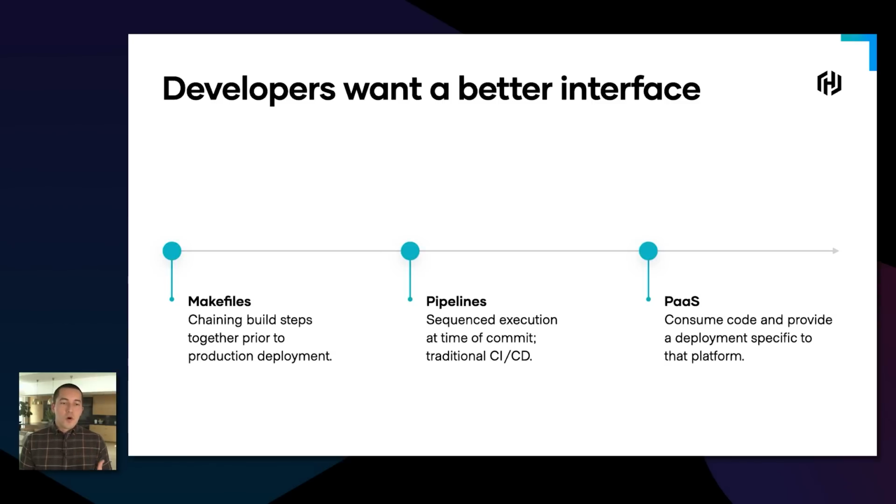And developers want a better interface to be able to deploy. And so we see different organizations attempting different solutions to try to solve this in different ways. And here are 3 examples of how a company today might try to solve this developer interface challenge, this developer workflow challenge, to get their applications to production.